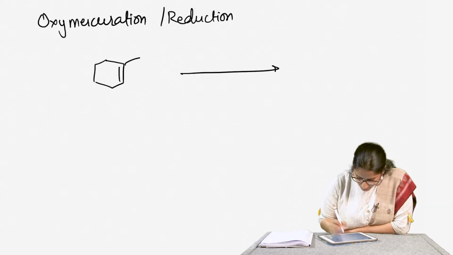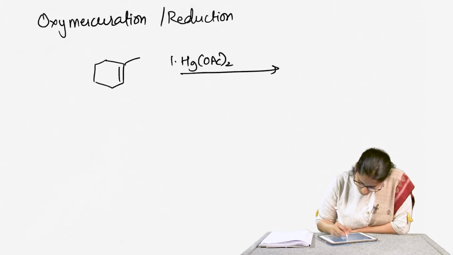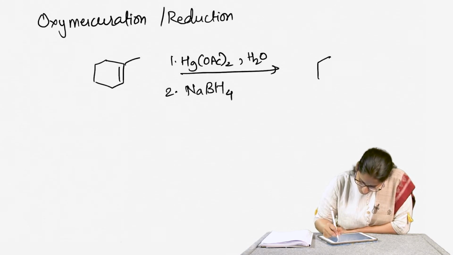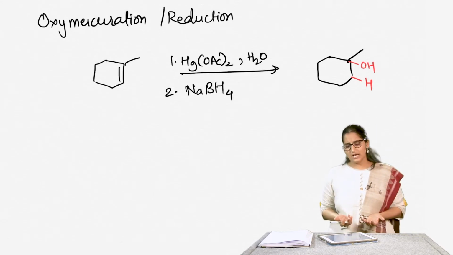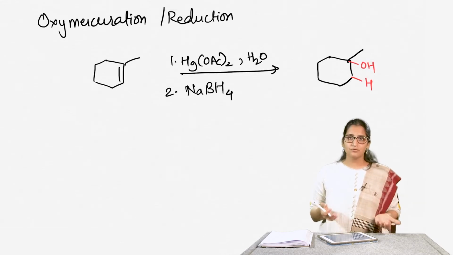So if I take this molecule, in the first step we perform oxymercuration, and the second step is reduction. What this ends up doing is it adds OH on the more substituted carbon and hydrogen on the less substituted carbon. So you may really ask how this is really different from the reaction that we have seen before, right?